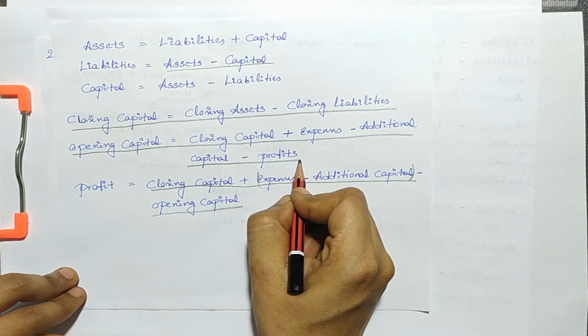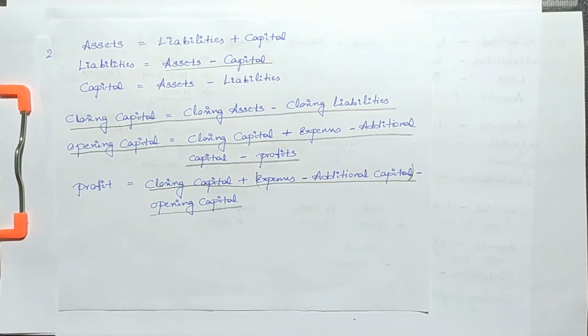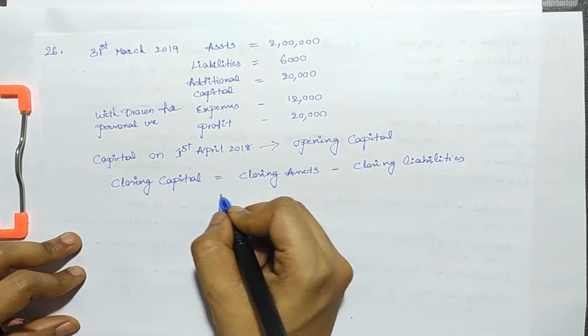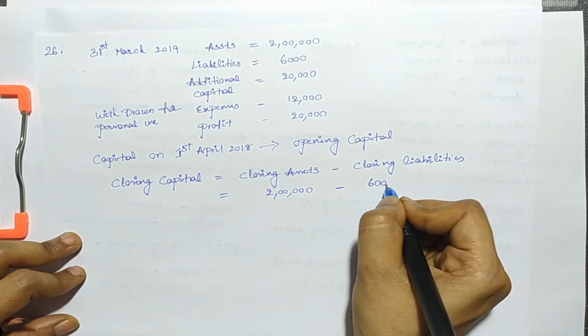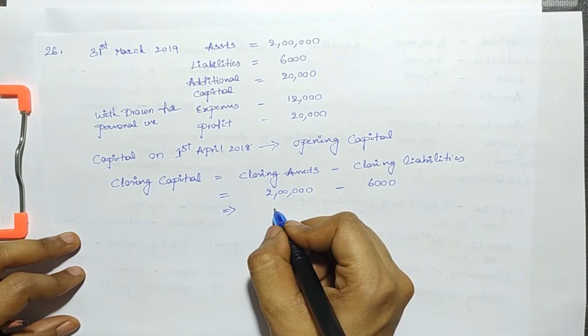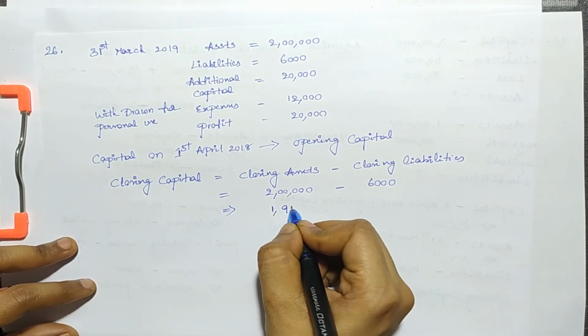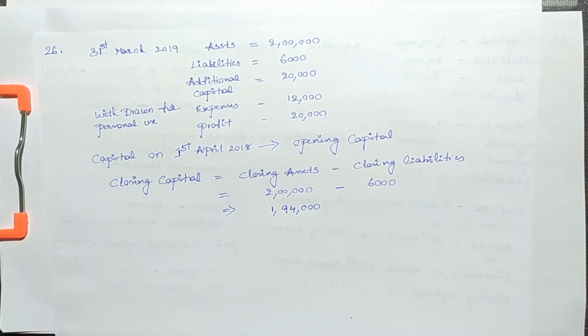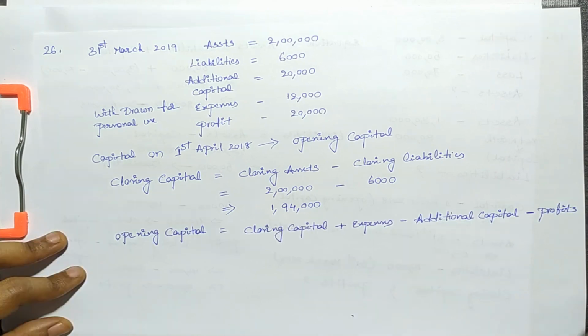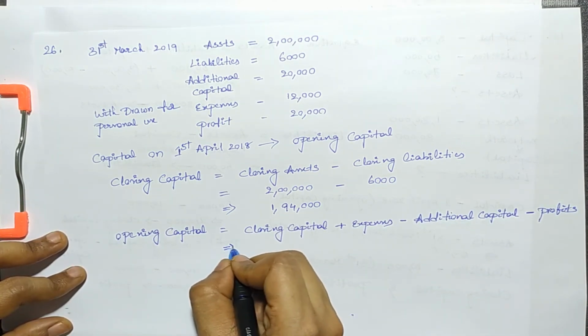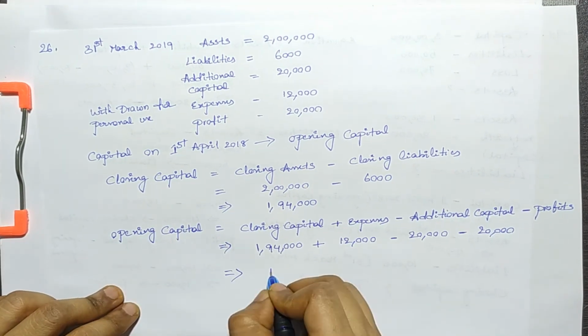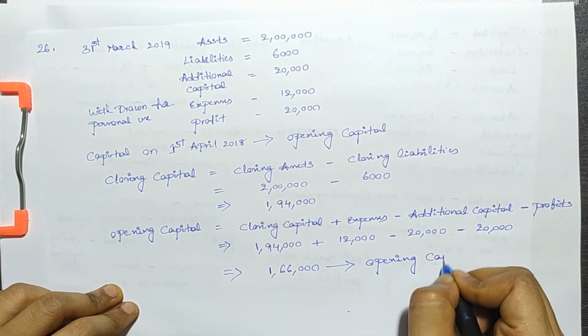Closing capital is equal to closing assets minus closing liabilities. Closing assets are 2 lakh minus closing liabilities, that is 6,000, which comes to 1,94,000. This is our closing capital. Now let's substitute the values in the formula. We get 1,66,000 as opening capital.